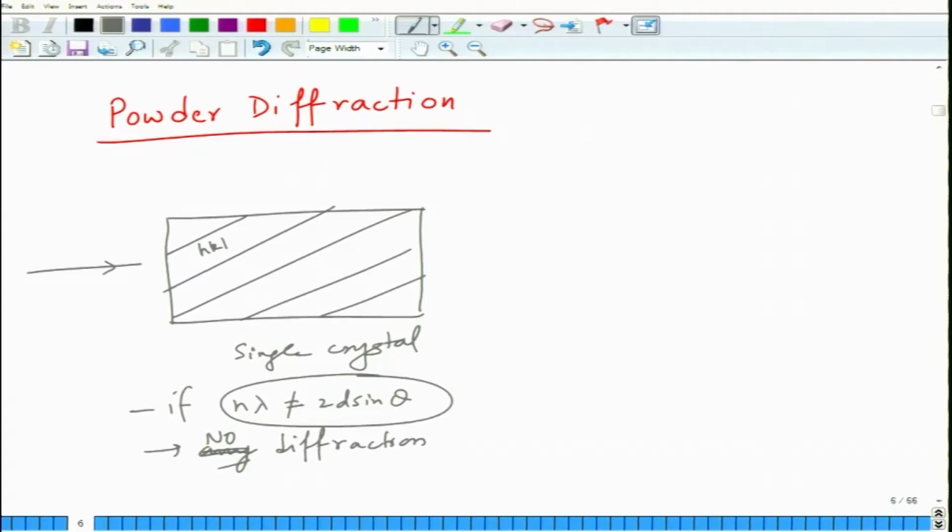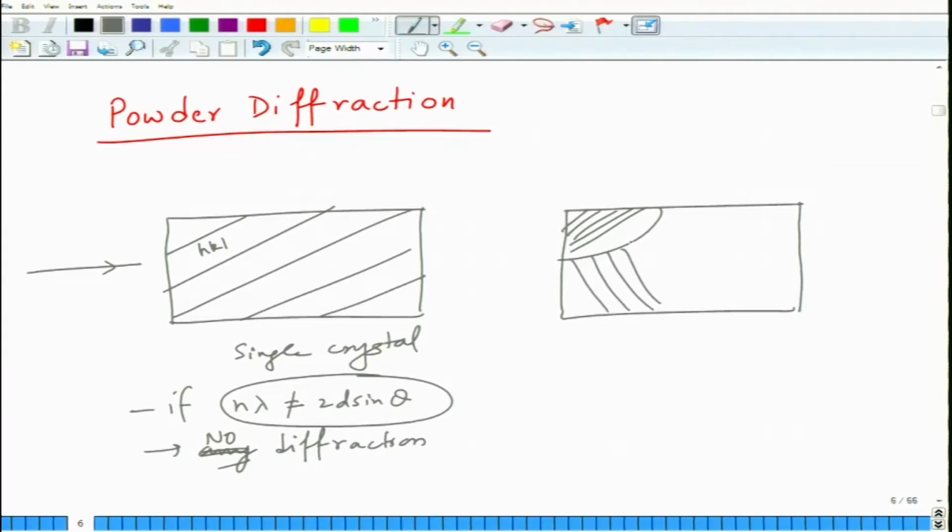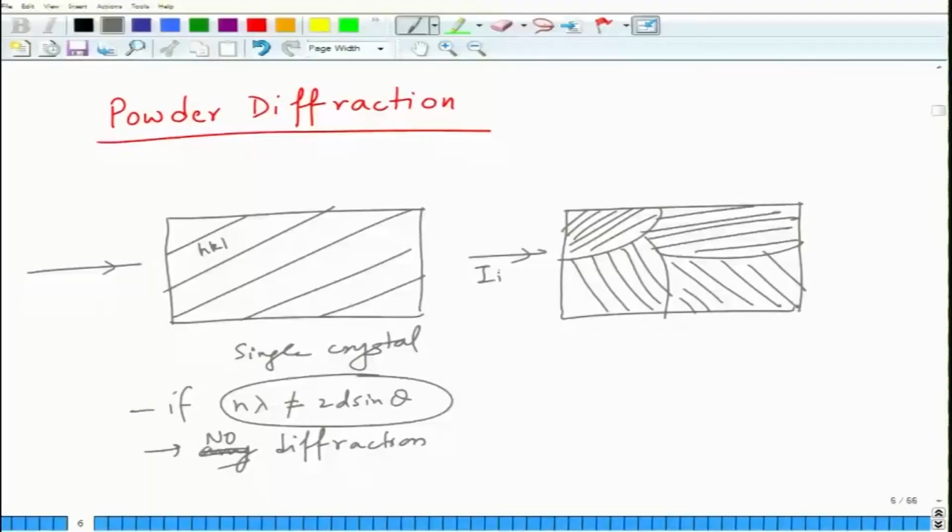Because you have only one set of planes at a given orientation. Now, in case of powder sample, what happens is that in certain region you will have HKL like this, but in the other region your HKL will be like this. In another region your HKL could be like this. In the other region your HKL could be like this. So, you have multiple possibilities, millions of possibilities of orientation. So, when the beam comes, it will always find a set of planes which will satisfy the Bragg's law with respect to the I in.